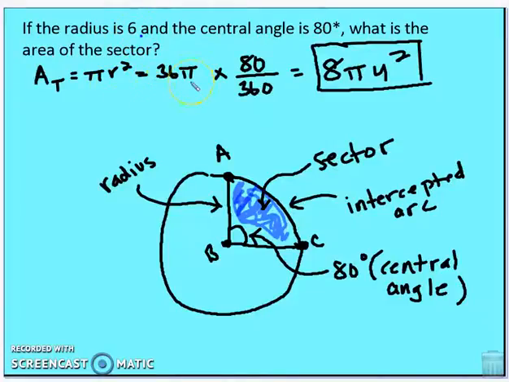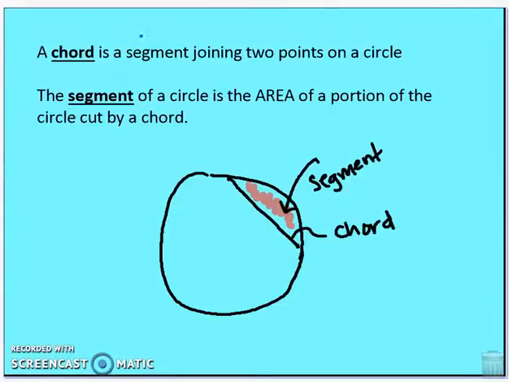And we know the fraction that's represented by the sector is based on the central angle to the total number of degrees in a circle. So 80 divided by 360 times the total area of the circle, 36 pi, leaves us with 8 pi units squared. So the area of the sector is 8 pi units squared.